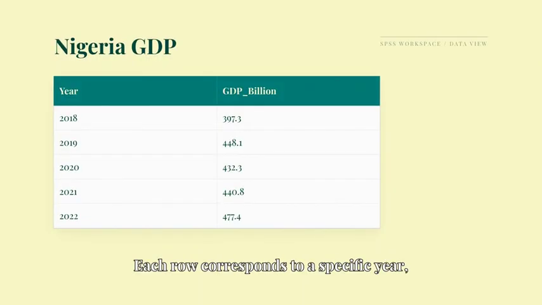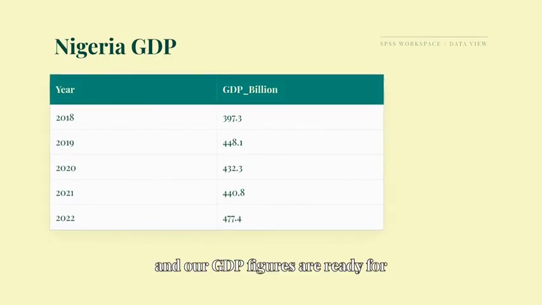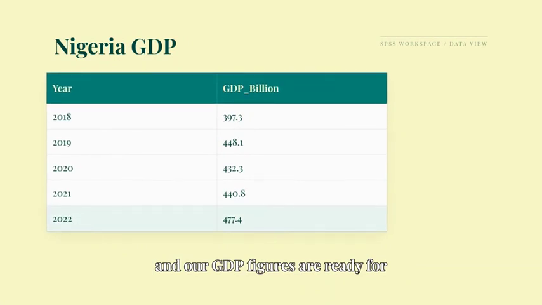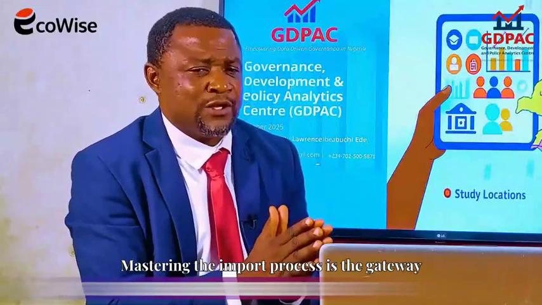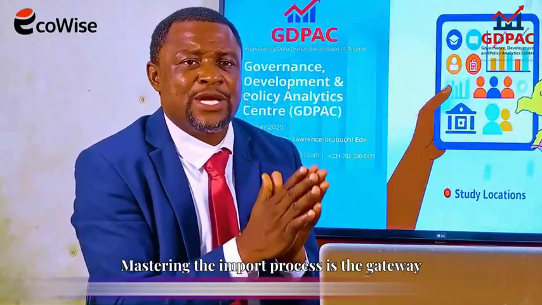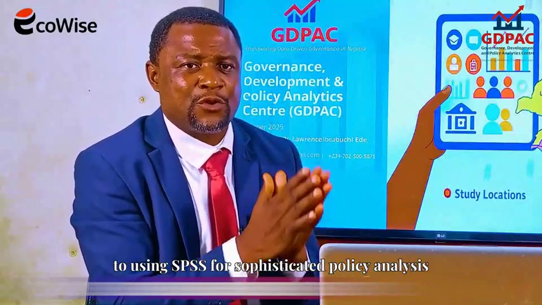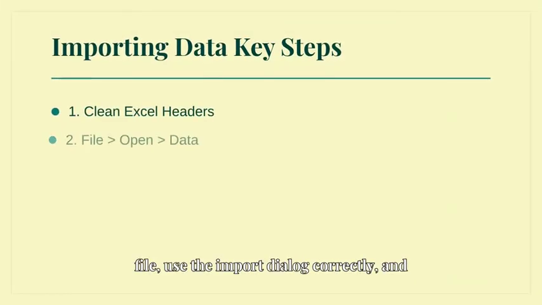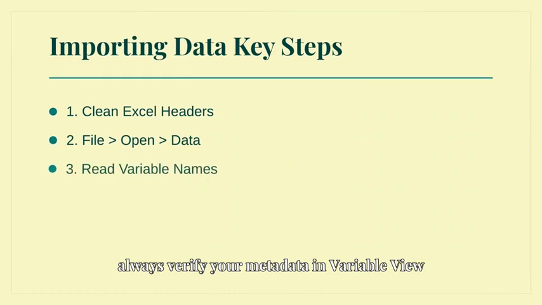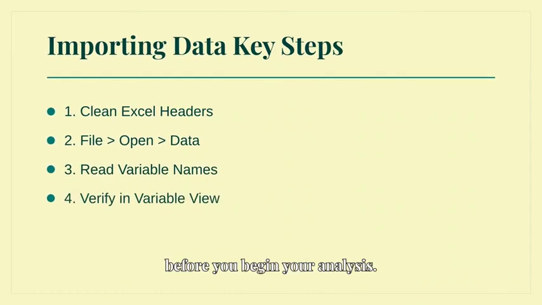Here is our successfully imported data. Each row corresponds to a specific year, and our GDP figures are ready for transformation and econometric modeling. I encourage you to try this with your own datasets. Mastering the import process is the gateway to using SPSS for sophisticated policy analysis and economic evidence. To recap, start with a clean Excel file, use the import dialog correctly, and always verify your metadata in variable view before you begin your analysis.